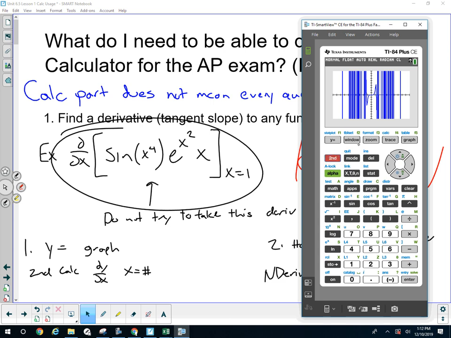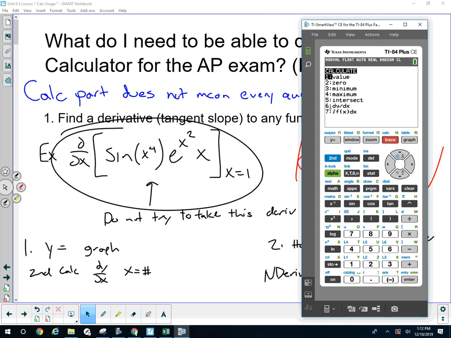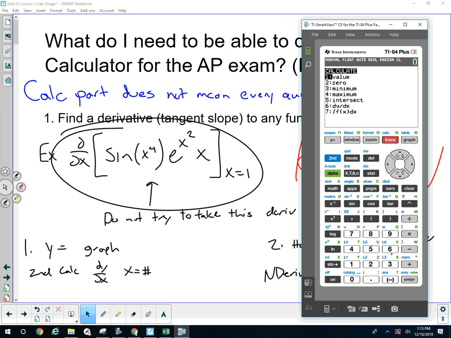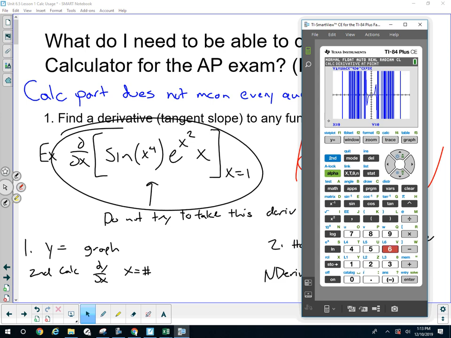You can go to second calc. You notice dy dx. Calc is above trace. Second calc pops up a calculate button. You go down to 6, or you type in 6. You will then type in your x coordinate. X equals 1. And you will get your slope, 12.736.